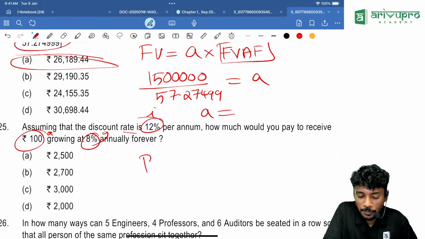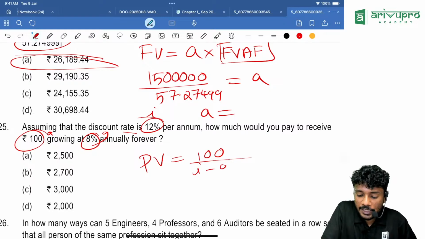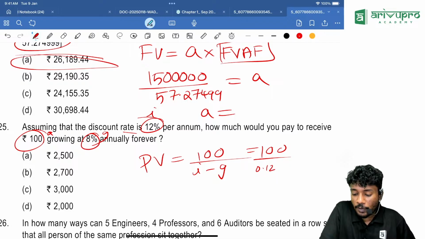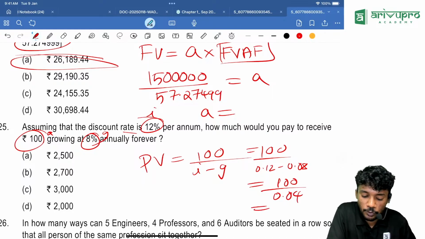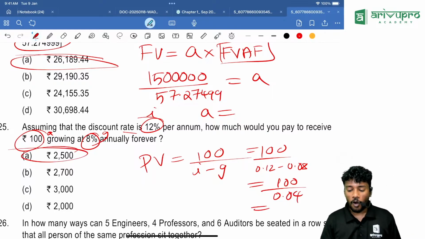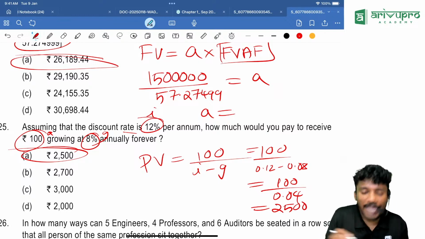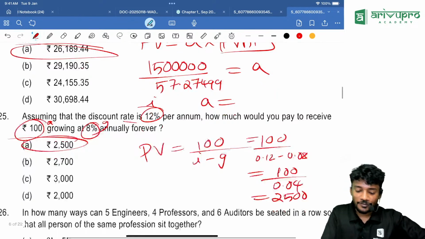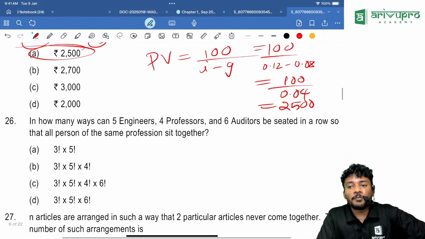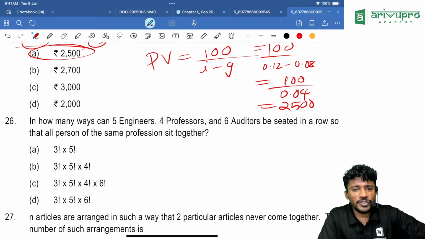So perpetuity PV is equal to what? 100 divided by I minus G. That is equal to 100 divided by 0.12 minus 0.08. That is equal to 100 divided by 0.04, which is equal to 2500. Option A is our answer. Can I do the next one? Very good question. Most of the time this type of question is repeated.